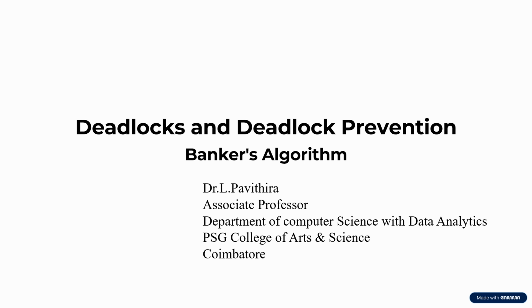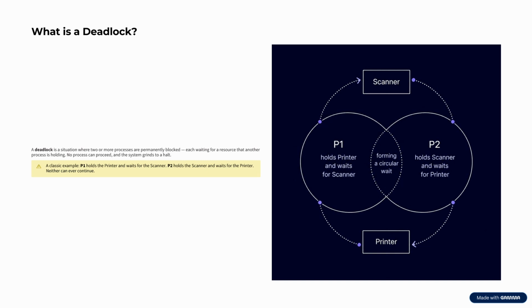So, what are the methods for handling deadlocks? We have deadlock prevention, deadlock avoidance, deadlock detection and recovery, and ignoring the problem in systems where deadlocks are rare. Today we are going to see these in detail in the coming slides. So, this is what a deadlock is. In this slide, it is explained what a deadlock is.